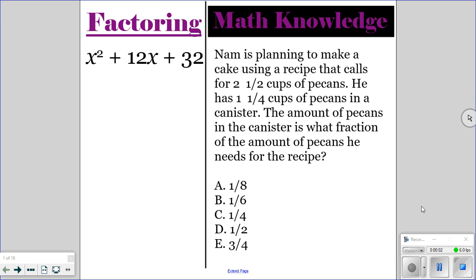All right, so y'all go ahead and do the factoring and the math knowledge question for today. Pause the video, and then once everyone is finished, you can unpause the video, and I'll go over the correct answers. So for the factoring, you should have x plus 4 times x plus 8.